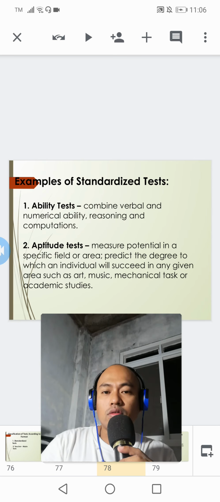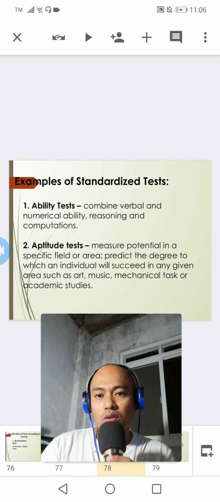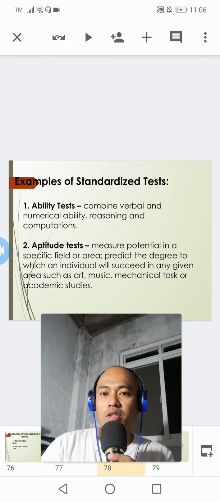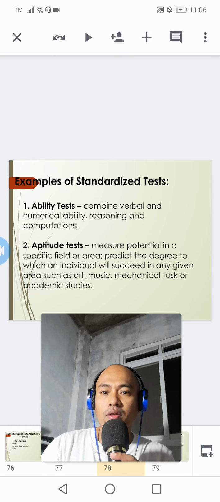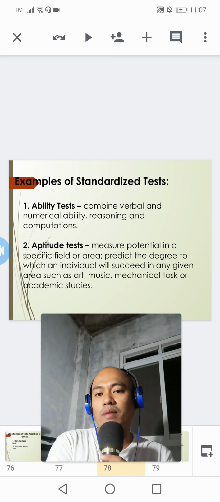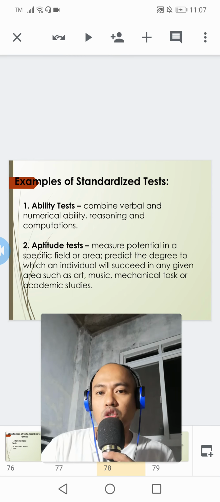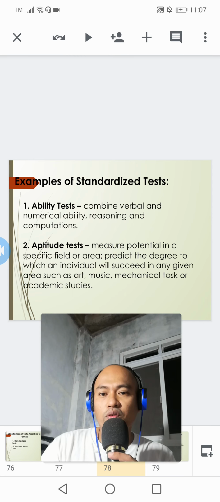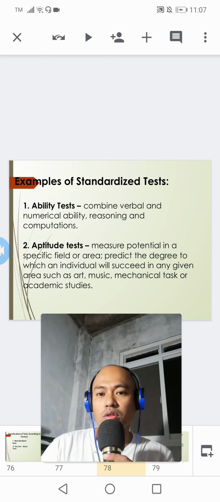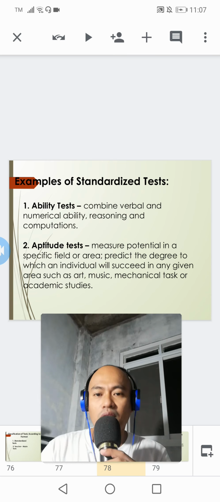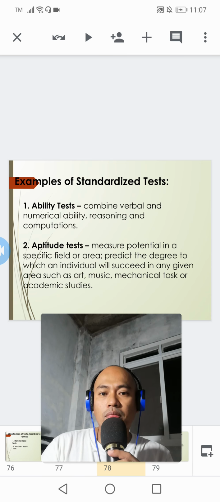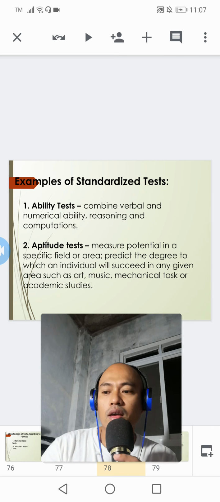These are different examples of standardized tests that we need to consider. First is the ability test, which combines verbal and numerical ability, reasoning, and computation. Another example of a standardized test is the aptitude test, which intends to measure potentials in a specific field or area. It can also predict the degree to which an individual will succeed in any given area, such as art, music, mechanical tasks, or academic studies.